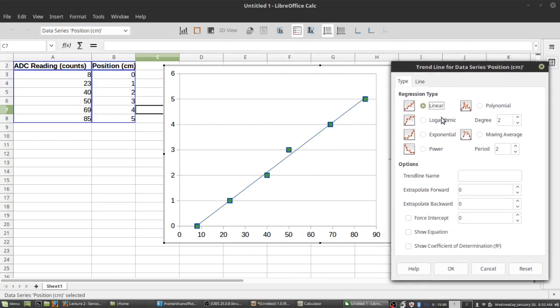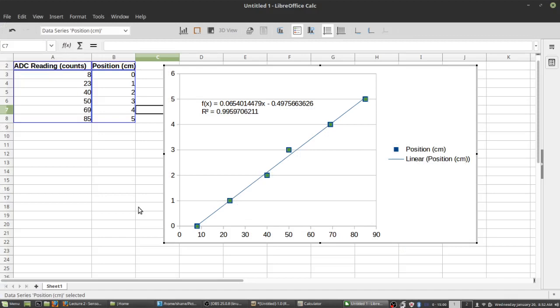There's a lot of different choices, right? We could try and fit a log curve to it, an exponential or power, depending on what your data looks like. But this looks like it's linear. And what I'm going to do is show my equation here. Sometimes looking at this R squared value can be nice. This gives you an idea of how well fit your line is to your data. The more fit it is, the closer it's going to be to 1.